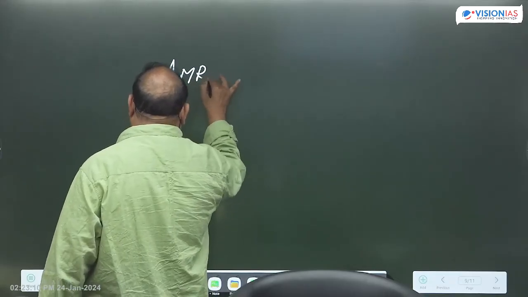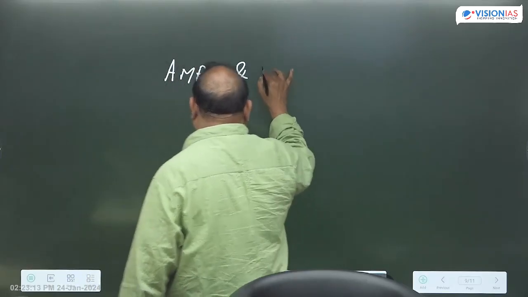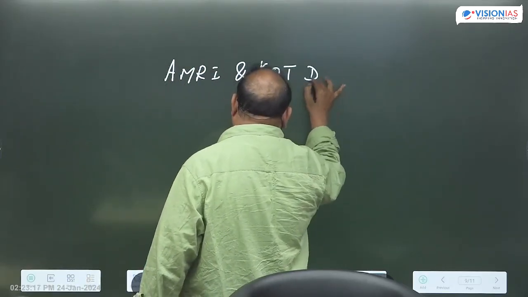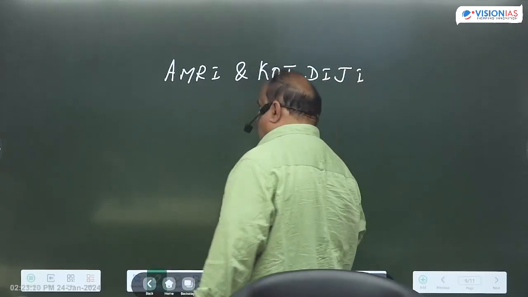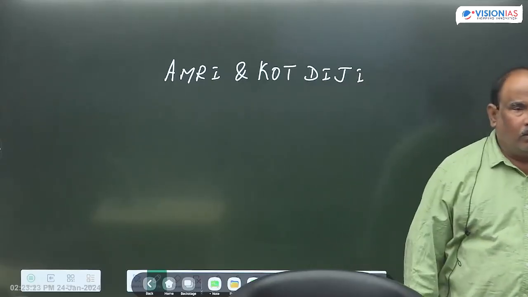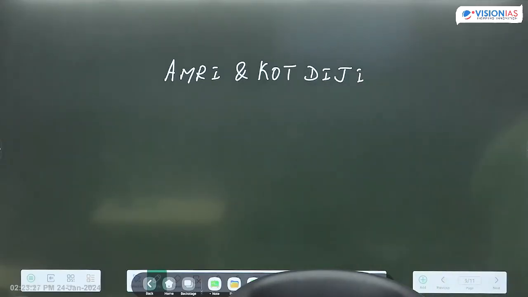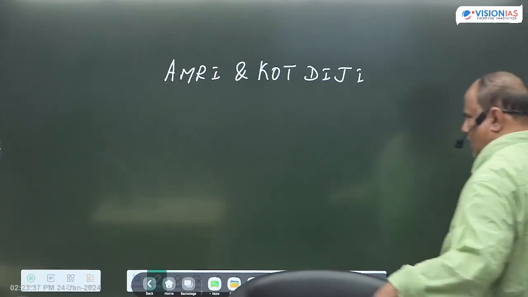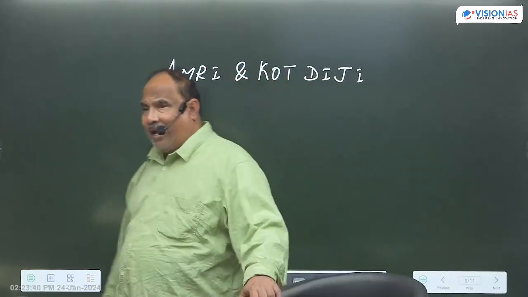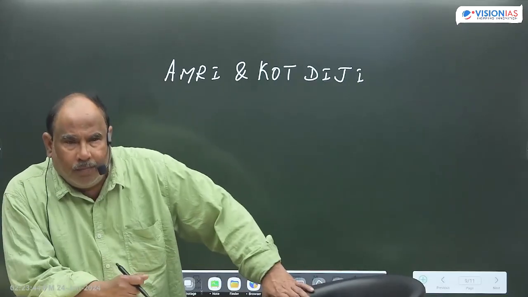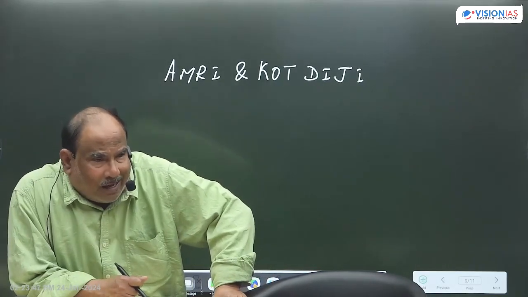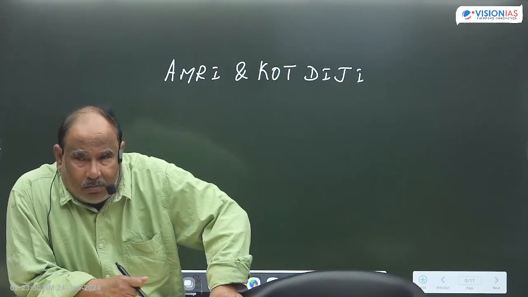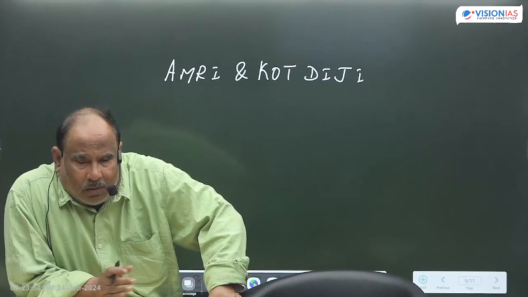Next paragraph. Amri and Kotdiji, both in the Sindh part of present Pakistan, were the two early cities formed. Next paragraph.